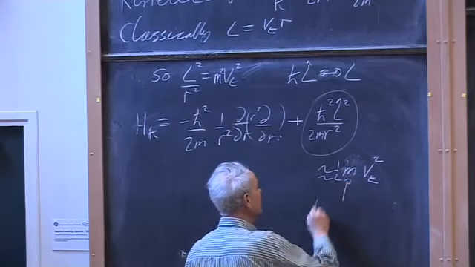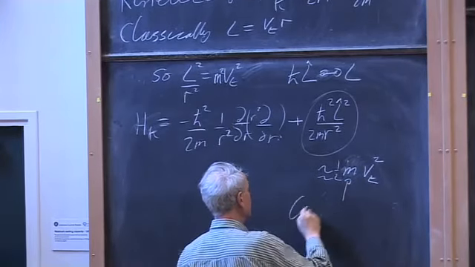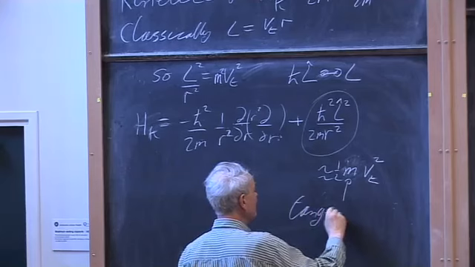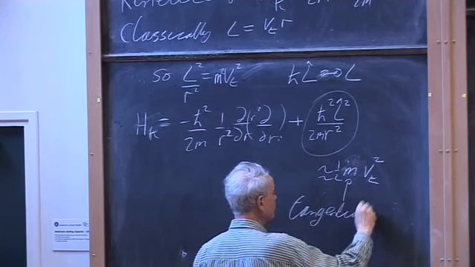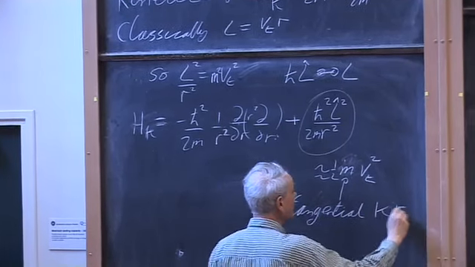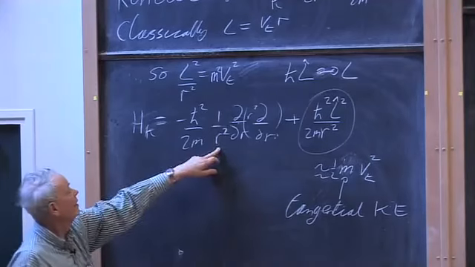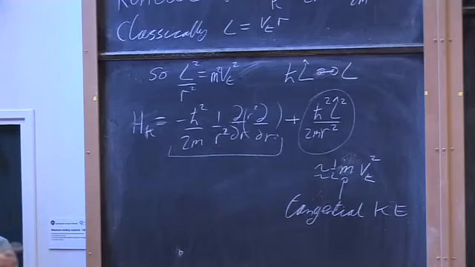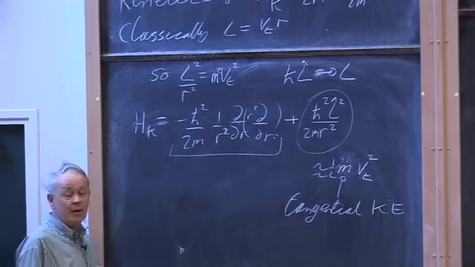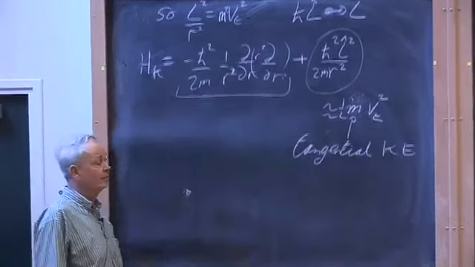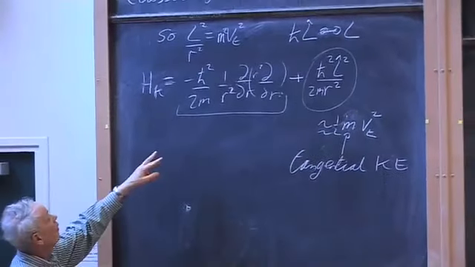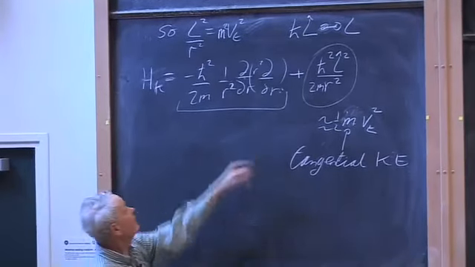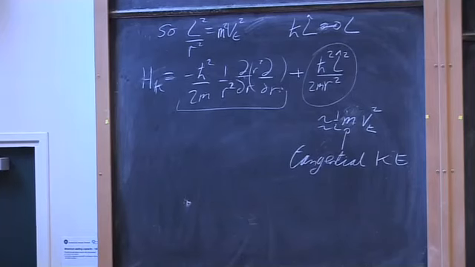So this is the kinetic energy associated with tangential motion, which suggests that this here should be the kinetic energy associated with radial motion. And that's what we want now to put on a firm intellectual footing. So we're going to show that this thing is minus h bar squared over 2m times p r squared, where p r is the radial momentum.